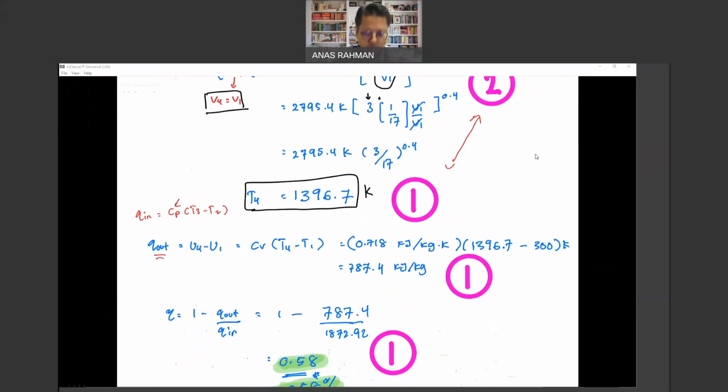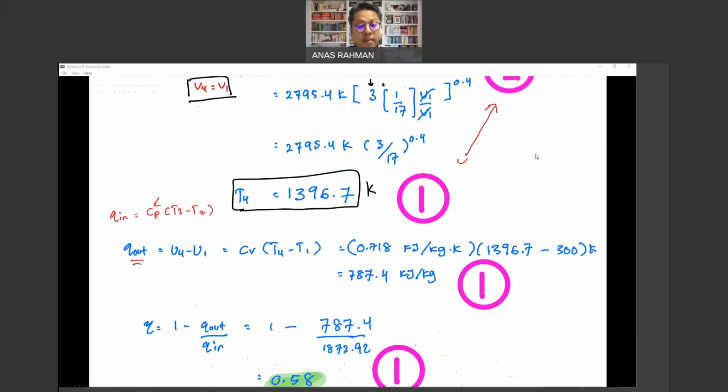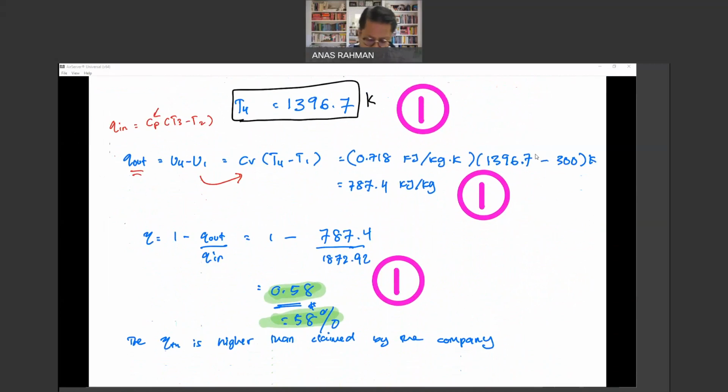Okay. All right. So Q out is U4 minus U1, or it can be simplified to CV (T4 minus T1). Okay. Substitute all the values, and we know the thermal efficiency equation. Okay. You can get your answer roughly about 58%.